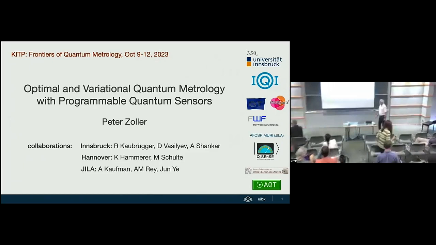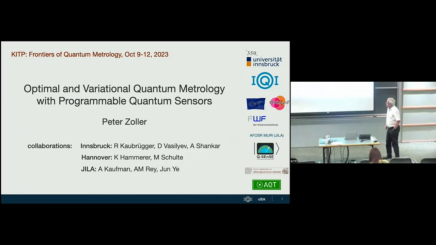And I want to talk here about optimal and variational quantum metrology with programmable quantum sensors. And I listed here a few collaborators. Some of them are in the audience here, like Abel Kaprik, and of course, my friends at Chilla, and Clemens Hammer is one of the organizers here. Was on, I think, our first paper along these lines.